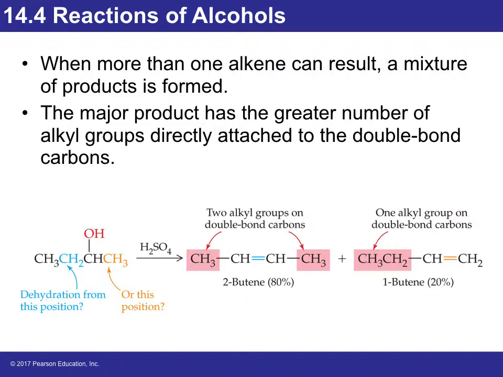Sometimes you have more than one alkene that can be the end product, and most of the time you have a mixture of the products formed. The major product has the greater number of alkyl groups directly attached to the double bond carbon. This is close to the Markovnikov rule we went over, so just review this. Pretty much 80% of 2-butene and only 20% of the 1-butene. The reason is you have on the left side 2 alkyl groups on the double bond carbons versus 1 alkyl group, which is the CH2CH3, on the 1 double bond carbon.